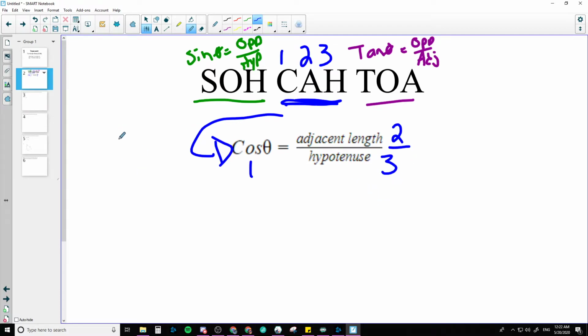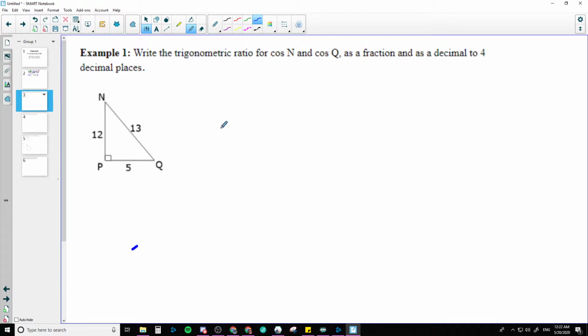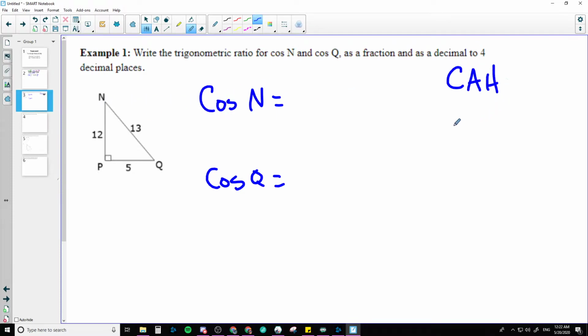Okay, so let's get into some practice. Write the trigonometric ratio for cosine of angle N and the cosine of angle Q. So first, I'm just going to write these out, cosine N and cosine Q. So N, again, cosine is CA. So cosine theta equals adjacent over hypotenuse. So angle N is here.